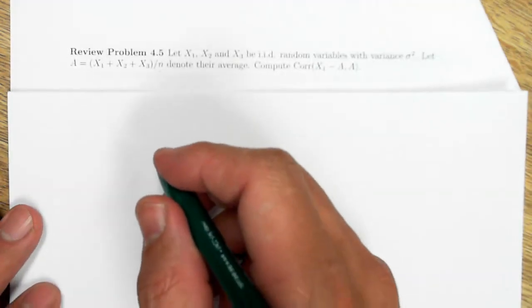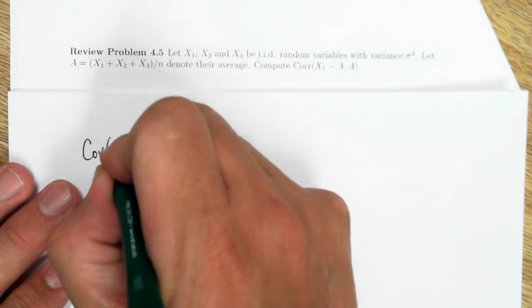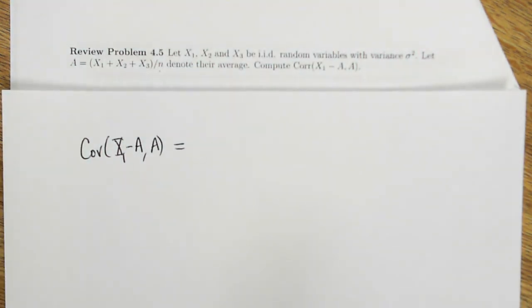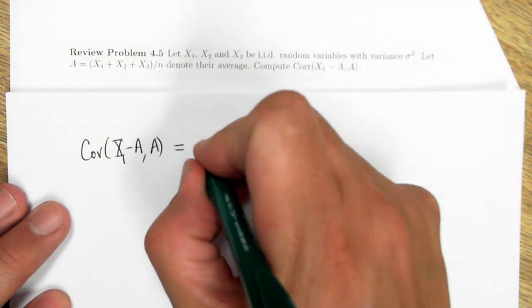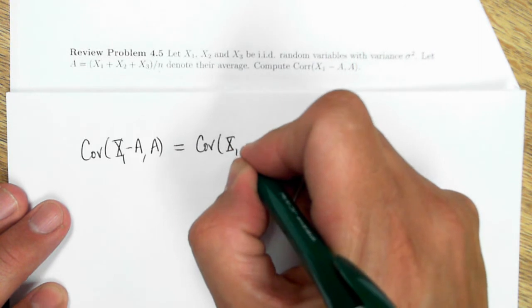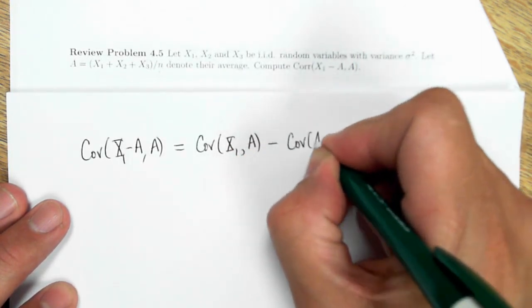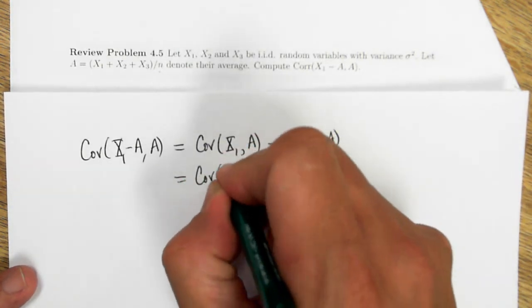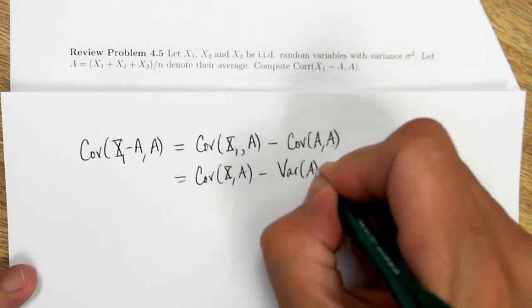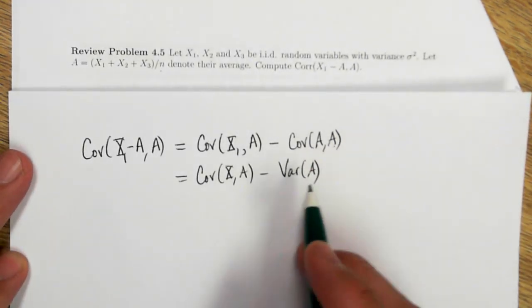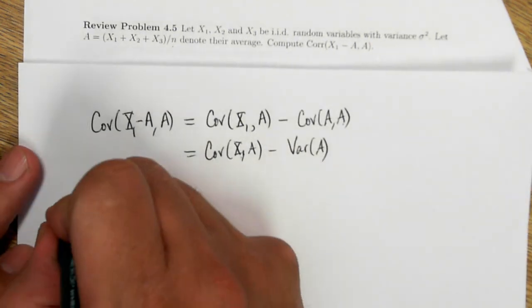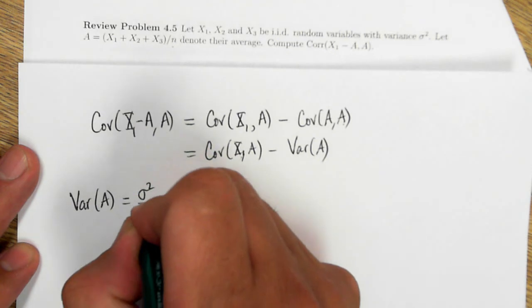All right, now this is probably going to be dangerous because I didn't practice this ahead of time, but let's take another look at this calculation. One of the things that I had to figure out was the covariance of x1 minus a and a. And let's see if I can get this a different way, hopefully slightly less messy than what I just did. I can use the bilinearity of the covariance function. So this is the covariance of x1 and a minus the covariance of a and a. And I know that the covariance of a and a is the same thing as the variance of a. Okay, so let's see if this works out to be the same thing. We worked this out to be 0 last time, so let's see if this works out to be 0 again. The variance of a, earlier we worked out to be sigma squared over 3.